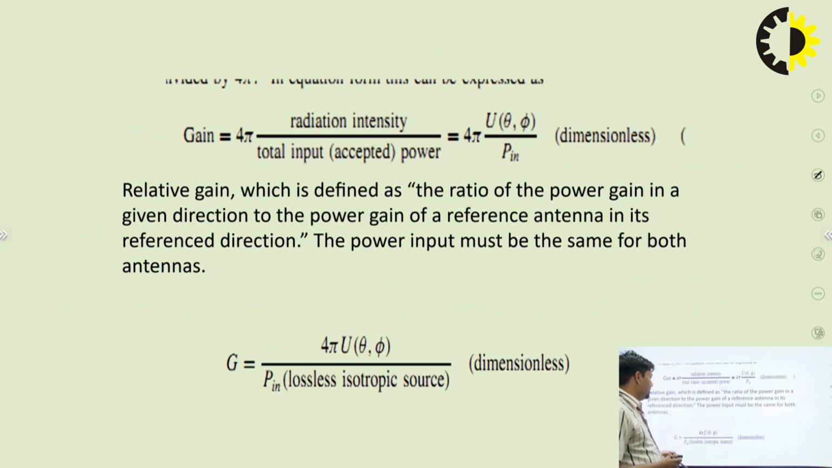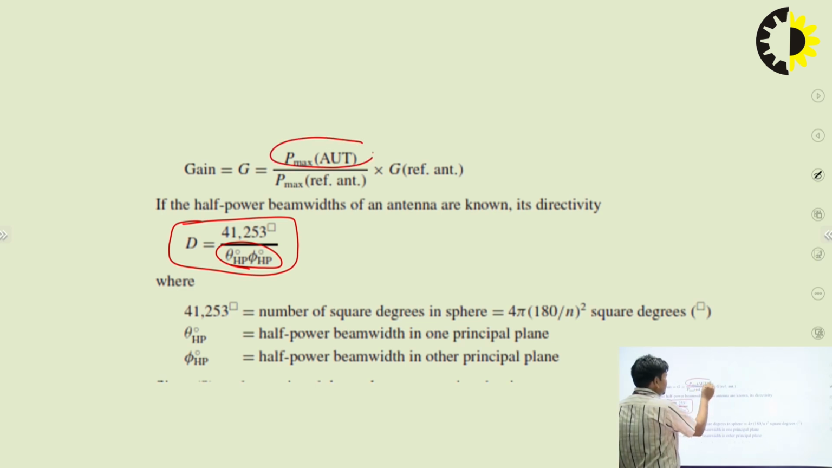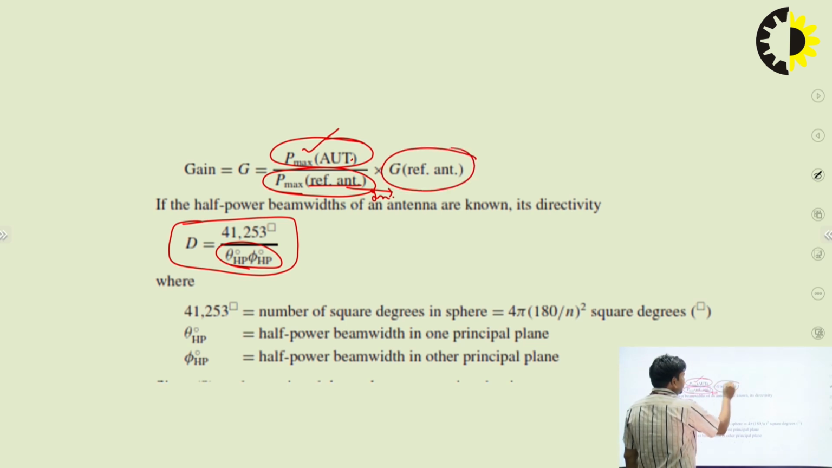And how do we calculate the gain? Gain is calculated by this formula: 41253 square degrees upon theta HP times phi HP. Or we can say, for the antenna under test, it is the maximum radiation intensity of the test antenna upon the maximum radiation intensity of the reference antenna. If we use an isotropic antenna as the reference antenna, we multiply by the gain of that reference antenna, so we can easily calculate the gain.